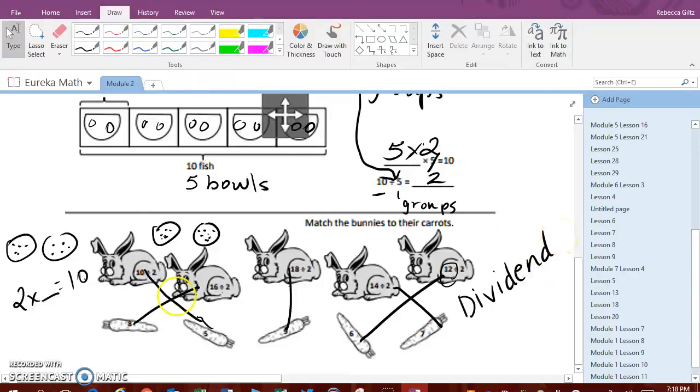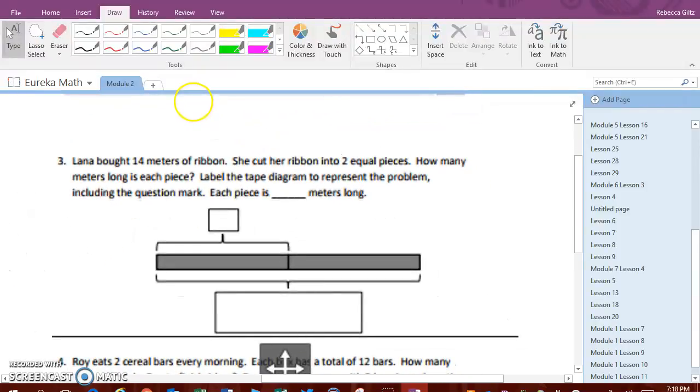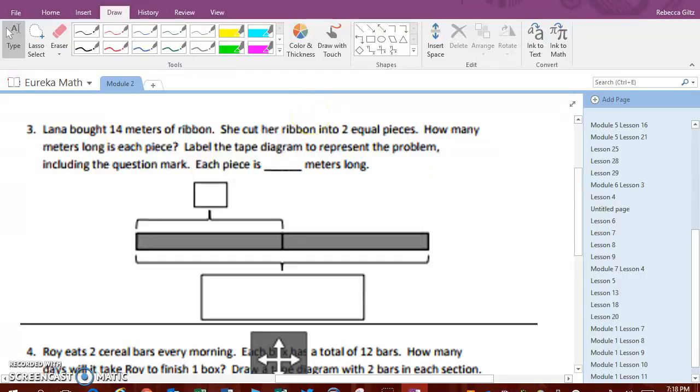Okay, so I'm going to shrink this back down so I can get to the other side. I'm going to enlarge that. This is when it gets good. We've got some word problems and tape diagrams. Woo! So read number 3 with me. Lana bought 14 meters of ribbon. She cut her ribbon into 2 equal pieces. How many meters long is each piece? Label the tape diagram to represent the problem, including the question mark. Each piece is blank meters long.